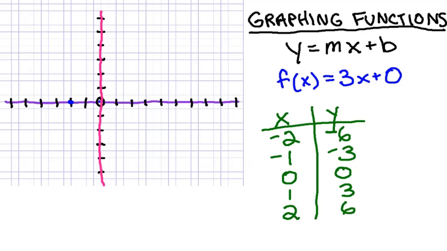And we can plot that on the graph. So when x is negative 2, y is negative 6. When x is negative 1, y is negative 3. When x is 0, y is 0. And when x is 1, y is 3. And when x is 2, y is 6. And there's your line.